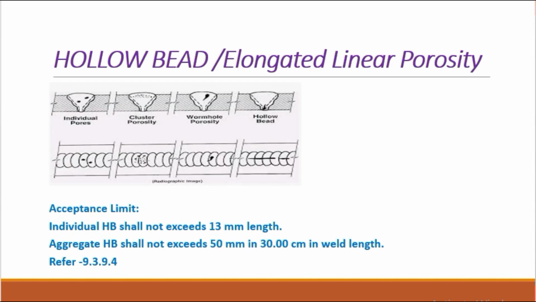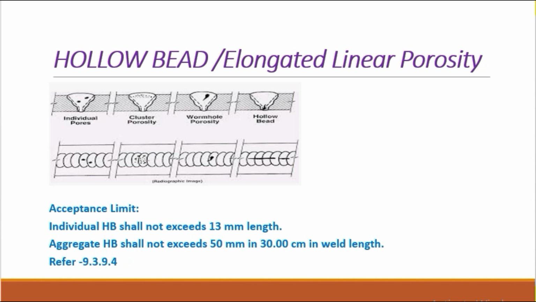Hollow bead, elongated linear porosity. Hollow bead is one type of defect that occurs in the root. So what will be the acceptance limit? How does a hollow bead look? You see in the root there is a certain crack line. The hollow bead is an elongated linear porosity. It is continuous, a crack-like line is coming.